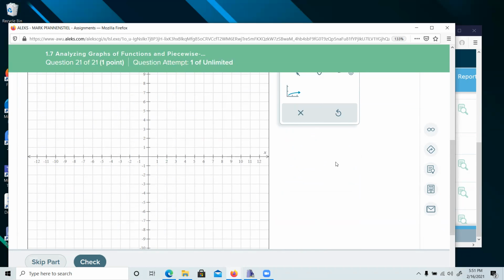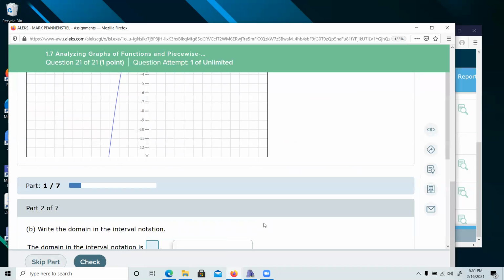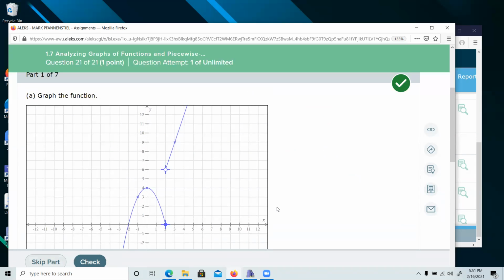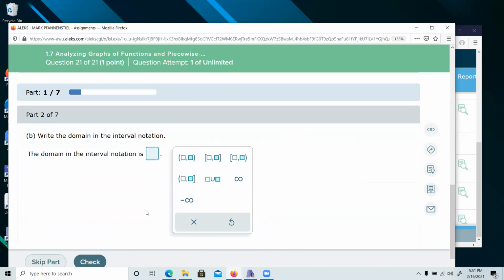Oh no. There we go. Control Z for the win here. All right, so hooray, we have a good graph here. They were happy with that. And then we're going to write the domain.